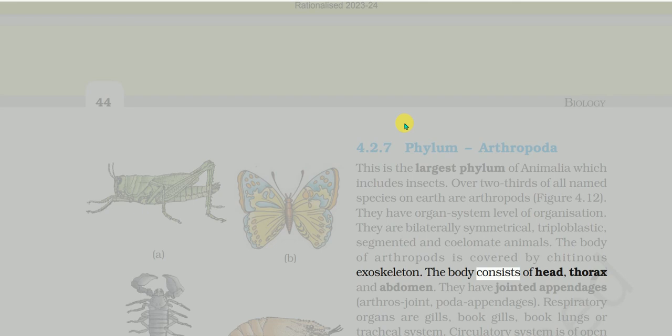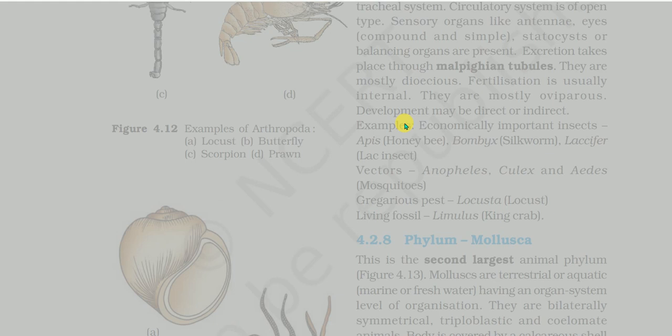The body consists of head, thorax, and abdomen. They have jointed appendages, arthros, joint, podo, appendages. Respiratory organs are gills, book lungs, or tracheal system. Circulatory system is of open type. Sensory organs like antennae, eyes, compound and simple, statocysts or balancing organs are present. Excretion takes place through Malpighian tubules.